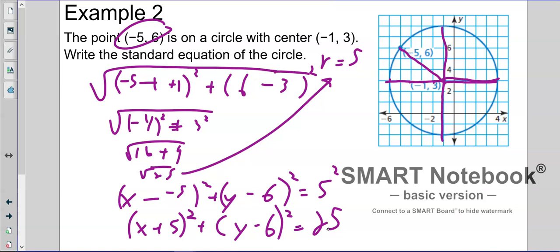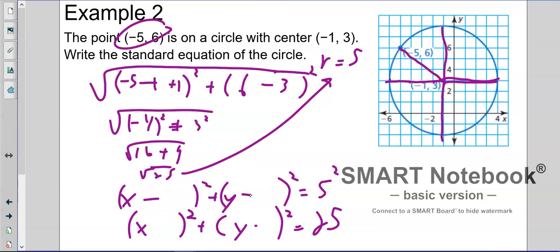Except I don't know why I wrote the point. That was silly of me. I put the point in and not the center. So excuse me for being silly. Let's fix that. Hopefully you caught that.